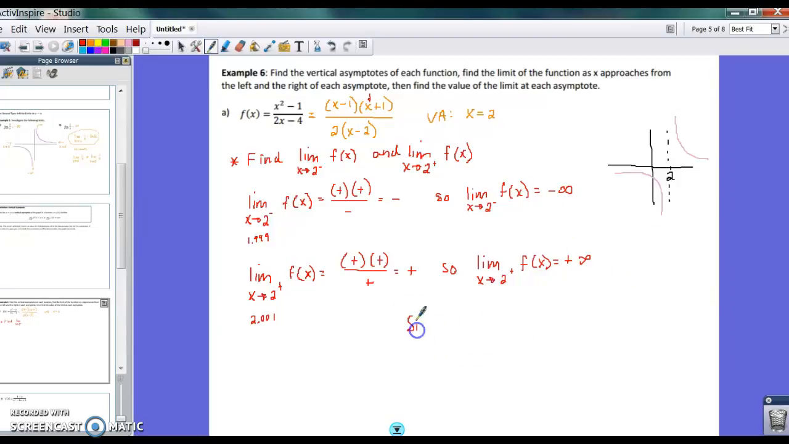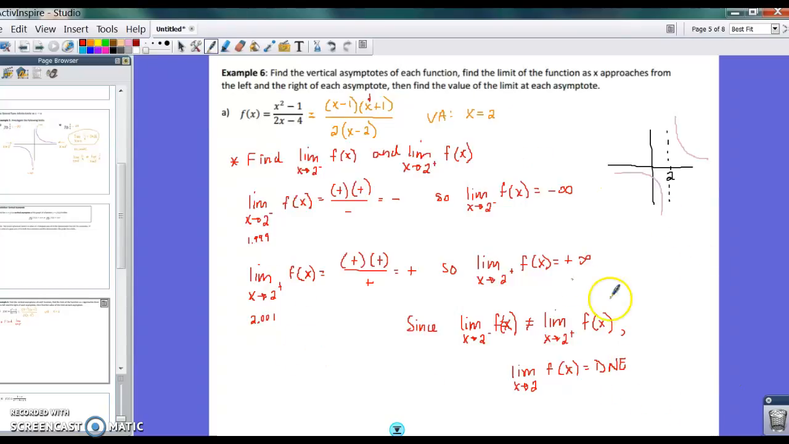So since the limit from the left of f of x does not equal the limit as x approaches 2 from the right, we can say the limit as we approach 2 of f of x does not exist.